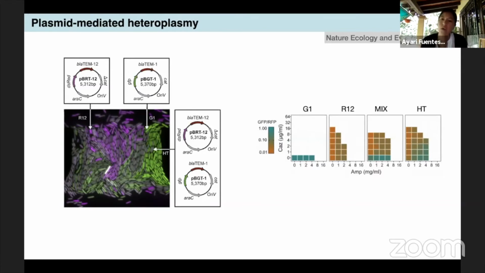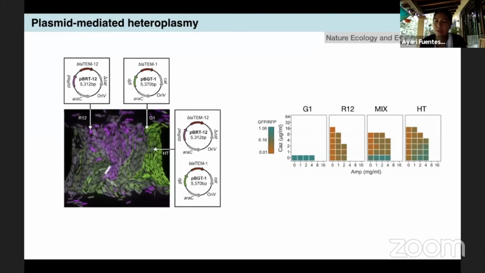And then we are going to have a mixed population, which is going to have half G1 and half R12, together in the same amount. And it had multi-resistance to ampicillin and to Cas. And then the HT population, the HT population are cells that have both plasmids within the cell. So if you can see here, actually, we cannot differentiate a lot the mix from the HT. They kind of have the same profile of resistance.